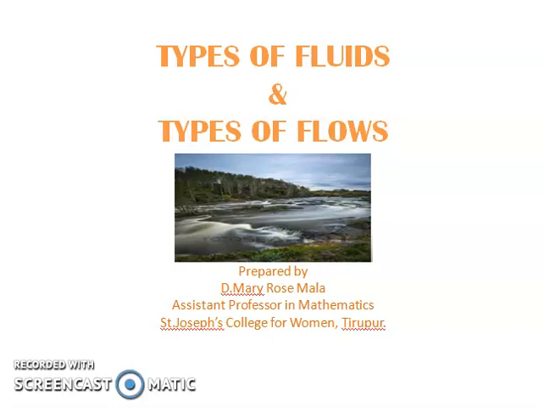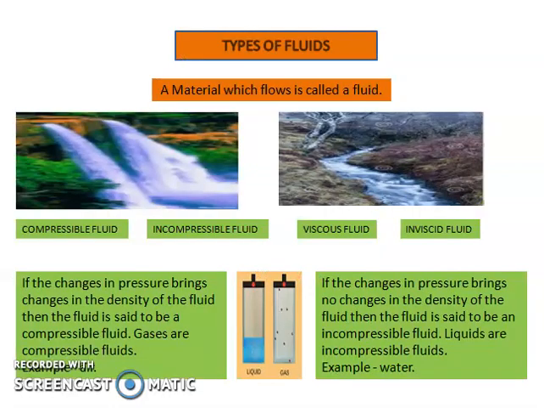In this e-content, we are going to see the different types of fluids and the different types of flows. A fluid is nothing but any material which flows. For example, water flows, honey flows, kerosene, they are all examples of a fluid. Fluid is classified into a compressible fluid and an incompressible fluid, and based on certain properties it is also classified as viscous fluid and inviscid fluid.